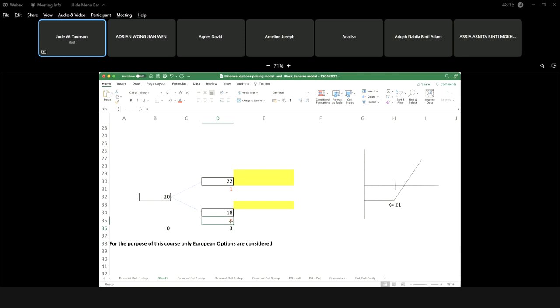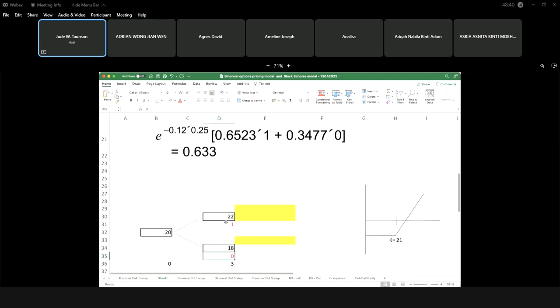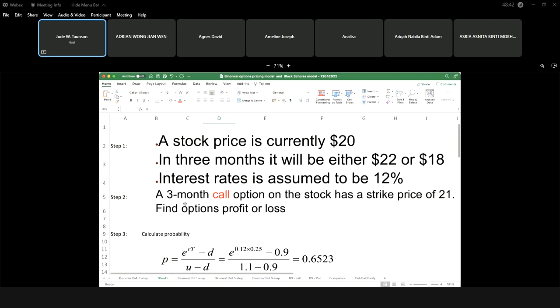The reason is that option value can never be negative. The maximum loss is 0. That's why we put 0 here. Okay? Any question? No question. Very good. All right. So that is the second step. We have the strike price. This is a call option. Find the option profit or loss. And then this we have done.